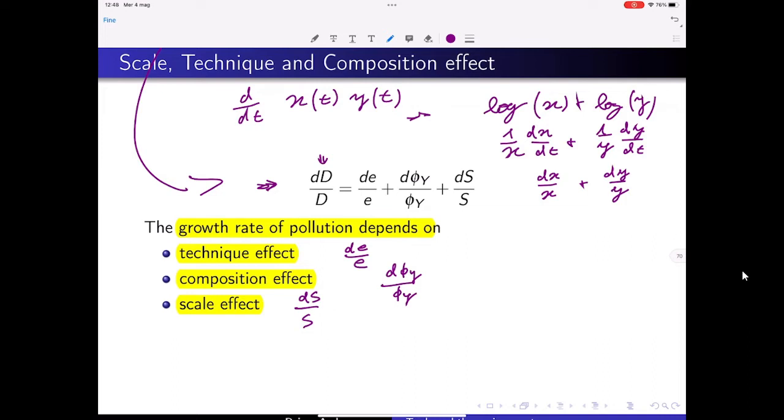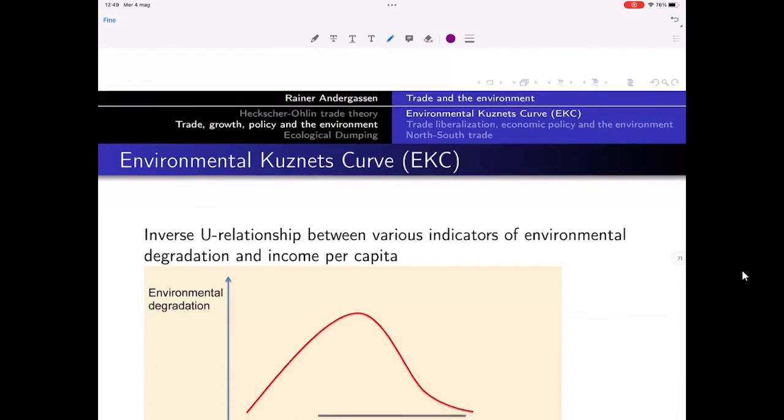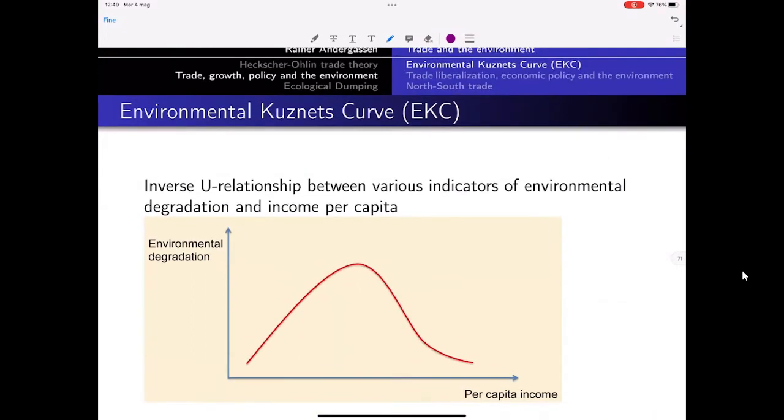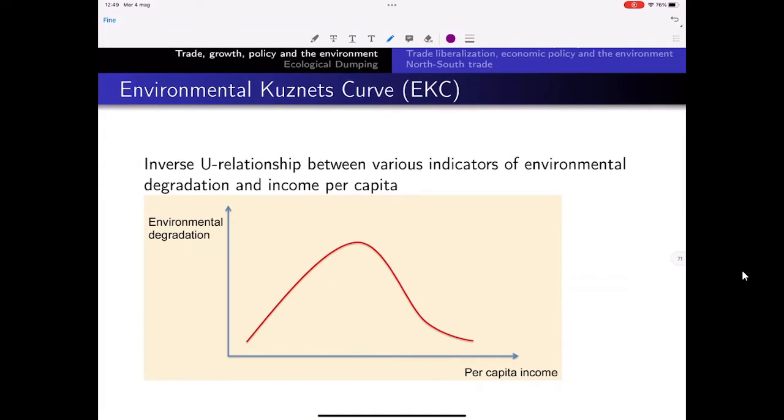Indeed, perhaps next week, most likely, I'm going to discuss empirical papers that try to estimate these three effects, for instance, how environmental regulation affects pollution by looking exactly at technique effects, composition effects, and scale effects. But before doing this, some further results.